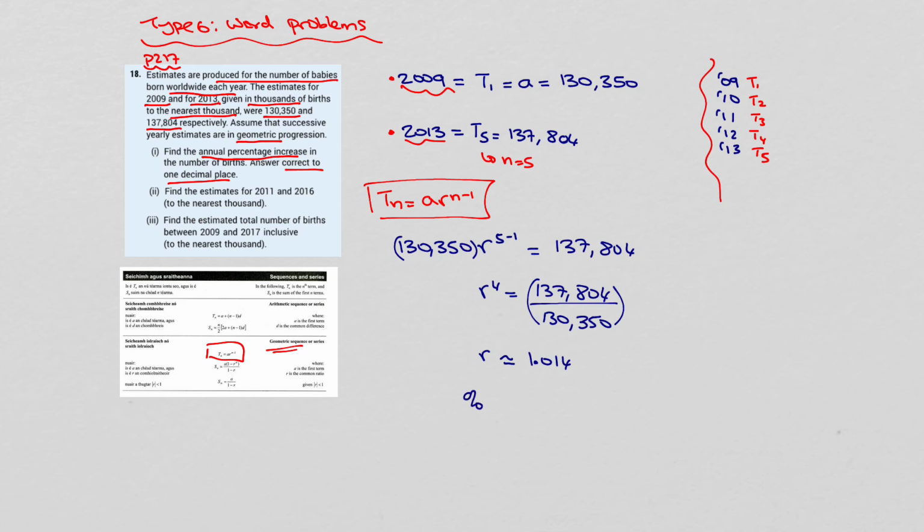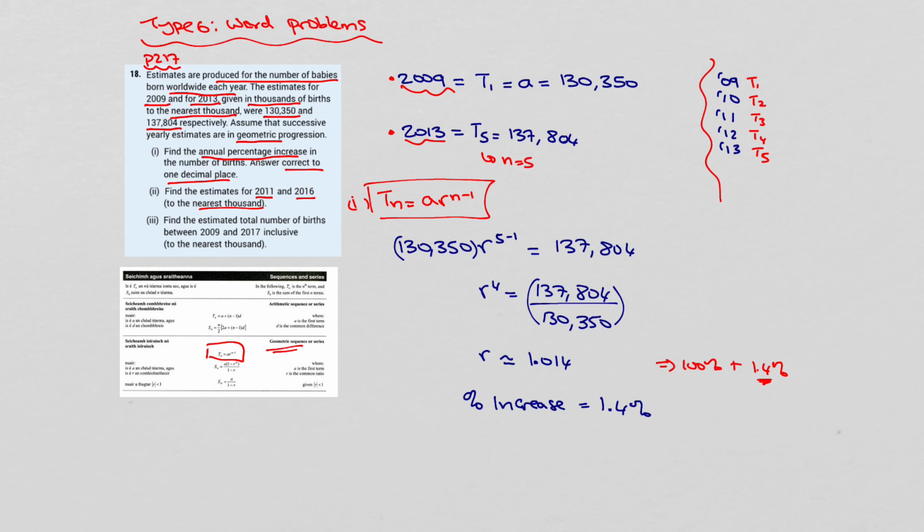So my percentage increase will be that 0.014 decimal. And as a percentage, that would be 1.4. In other words, that's representing the original amount plus that percentage increase. So this is the increase that we're looking for. So in part 2, we're looking to find the estimates for 2011 and 2016 to the nearest thousand.